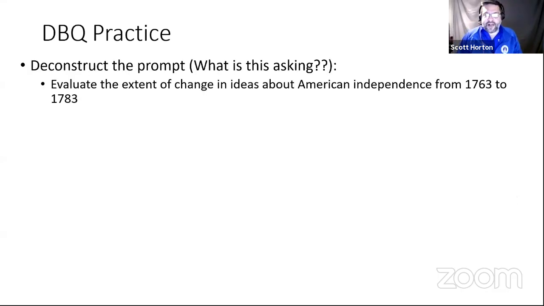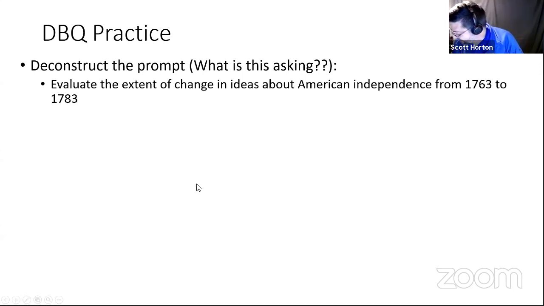So let's get to the DBQ. DBQ practice. The question here is, evaluate the extent of change of ideas about American independence from 1763 to 1783. So what is this asking? That's the first thing to ask yourself when you look at a prompt. It's how much, the extent to which, ideas about American independence changed from 1763 to 1783.